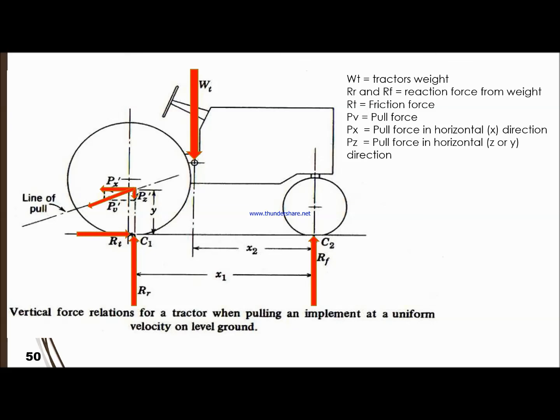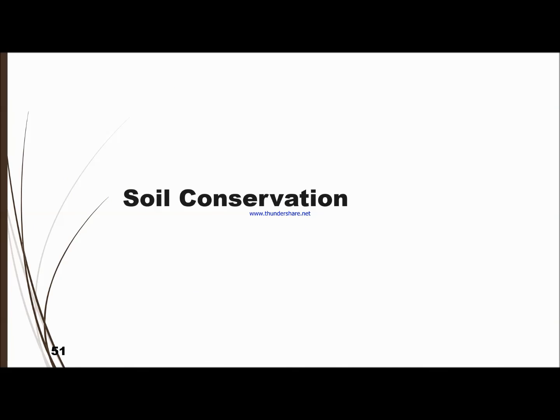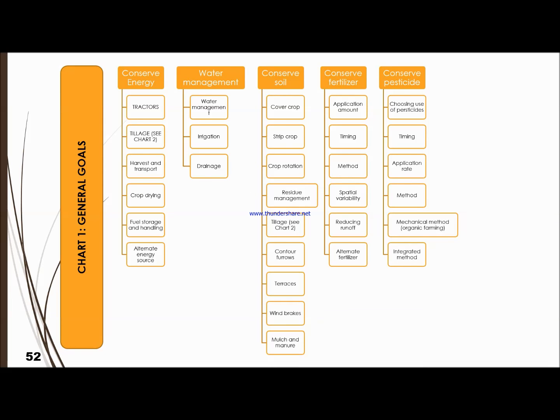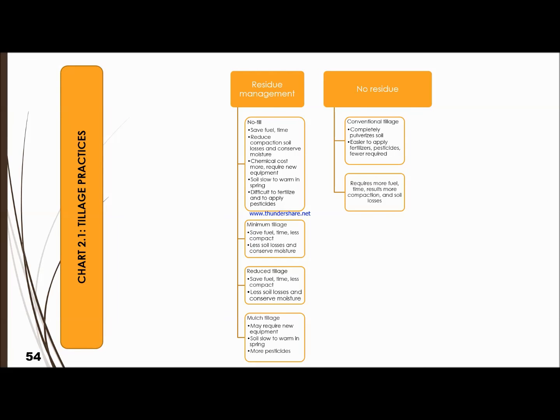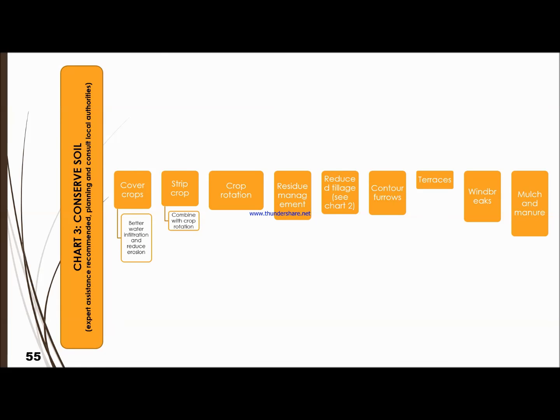So imagine normally we have a restriction on the power as well as the traction, which will determine the maximum weight of the implement that can be carried at the back. Okay, so now we move on to soil conservation. This is basically a general goal of conservation. I think you can do it by yourself, so I don't want to go through it in detail. Again, this is a tillage system, basically towards sustainable application. Okay, for this one you can also take a look at the lecture notes.